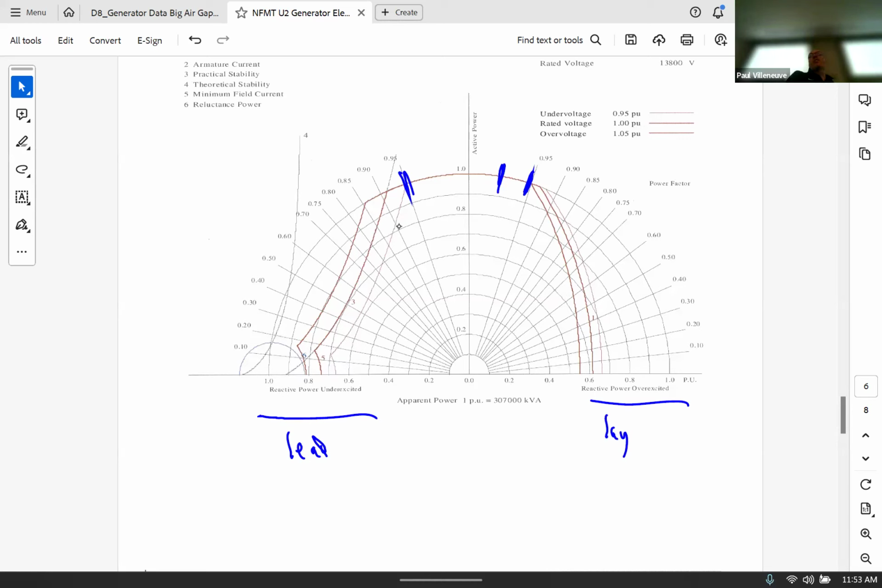Overexcited means you're putting in more DC energy than is necessary to support the magnetic field of the generator. So that extra magnetic energy you put in is actually helping to provide reactive power. Underexcited means you're putting in not enough DC power to maintain the magnetic field inside the generator, so the magnetic field support actually comes from the grid. That's why they call it over and underexcited. That's where those terms come from.